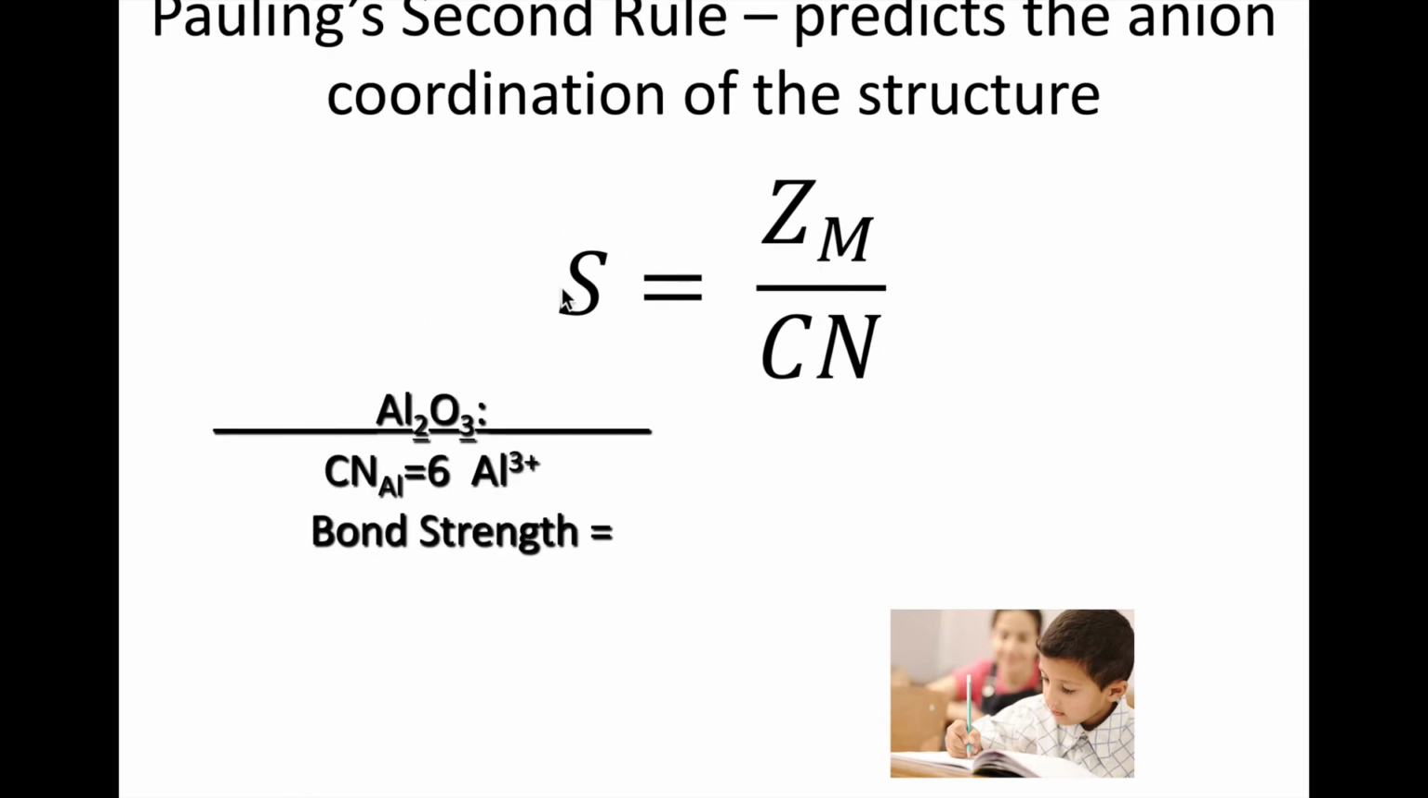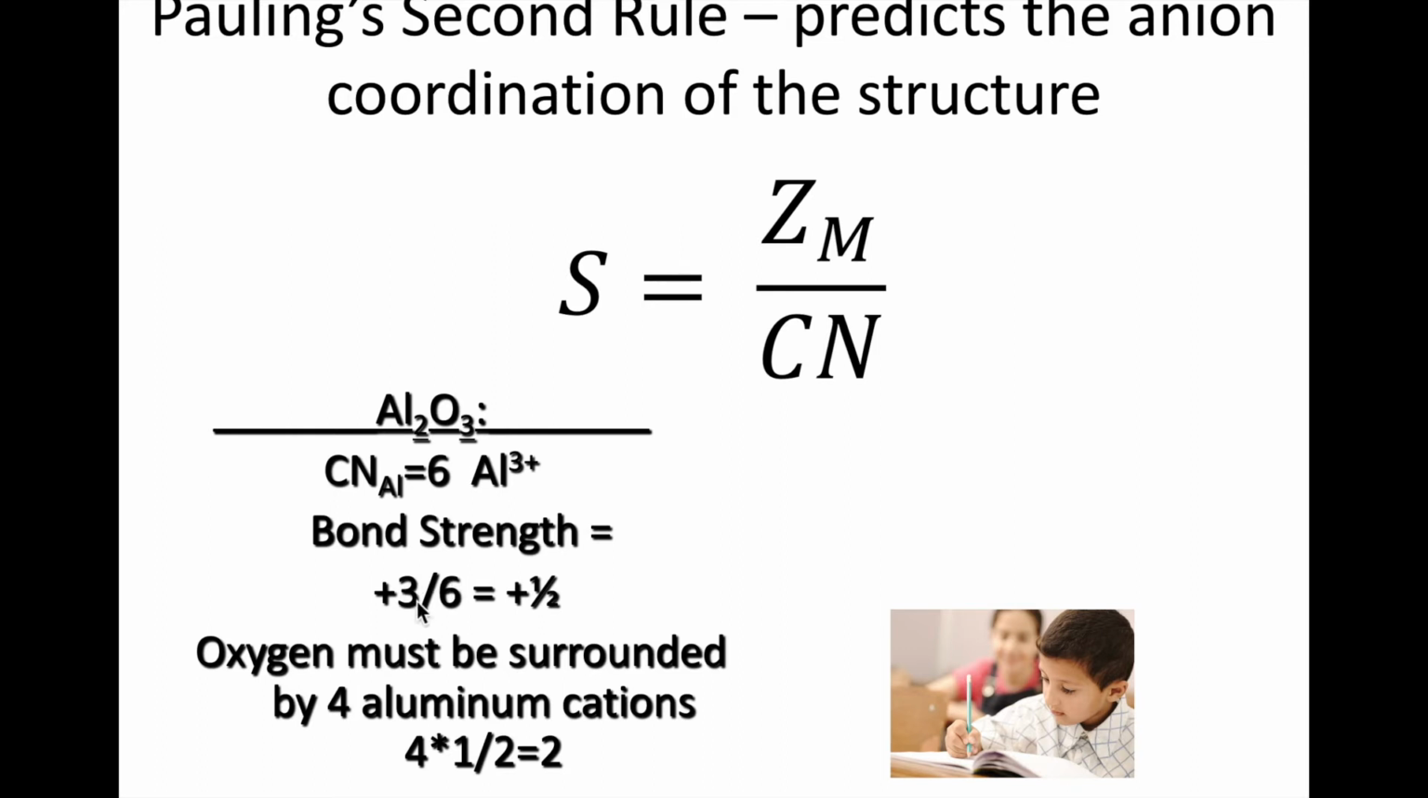So let's go through an example of this using the second rule. Let's say we have Al2O3, and we already calculated the coordination number of aluminum to be 6. From the stoichiometry, oxygen always has a 2- charge, so that would give aluminum a 3+. So we've got the charge of aluminum up here and coordination down here, and we can calculate the bond strength to be +3/6, which is the same, obviously, as +1/2.